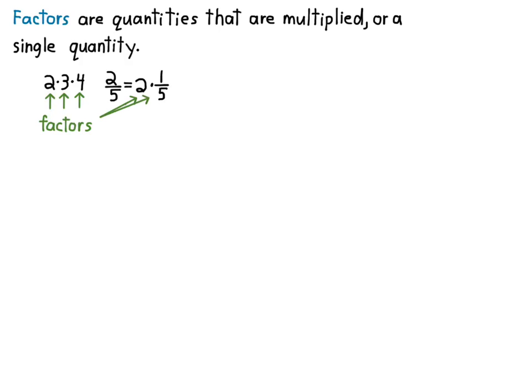2/5, the things being multiplied are 2 and 1/5. So 2 is a factor of 2/5, and 1/5 is a factor of 2/5.